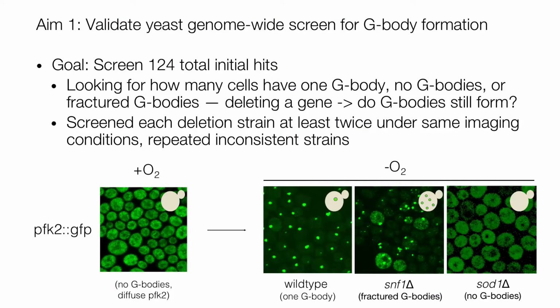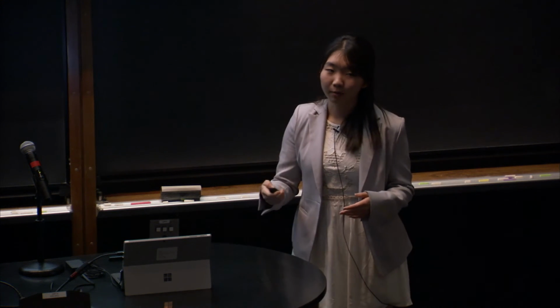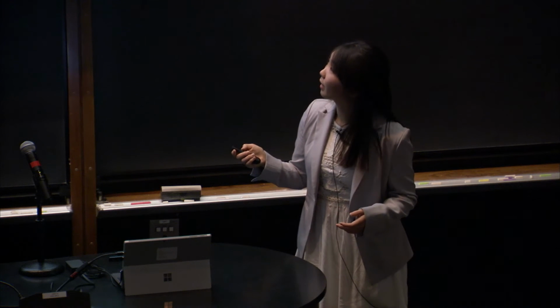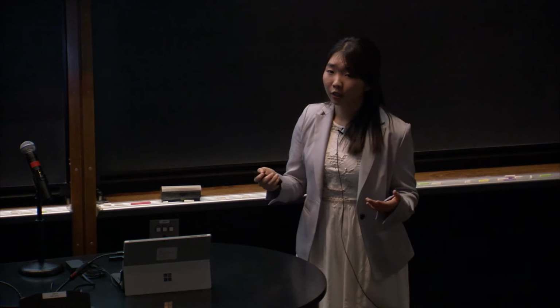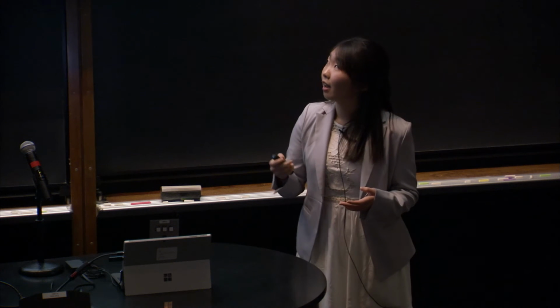I had 124 initial hits, and for each one of those, I wanted to see if you delete a gene, how many cells have one G-body, no G-bodies, or fracturing. And these are examples of my controls. In normoxic conditions, they should have no G-bodies because they're undergoing aerobic respiration, whereas when you subject them to hypoxia, my wild type is the one G-body control, SNP1 is the fractured control, and SOD1 is the no G-body control. And these are the controls I ran with every experiment to make sure my results were replicable. For each strain, I screened them at least twice under the same imaging conditions, and for any that had inconsistencies between the experiments, I repeated them.